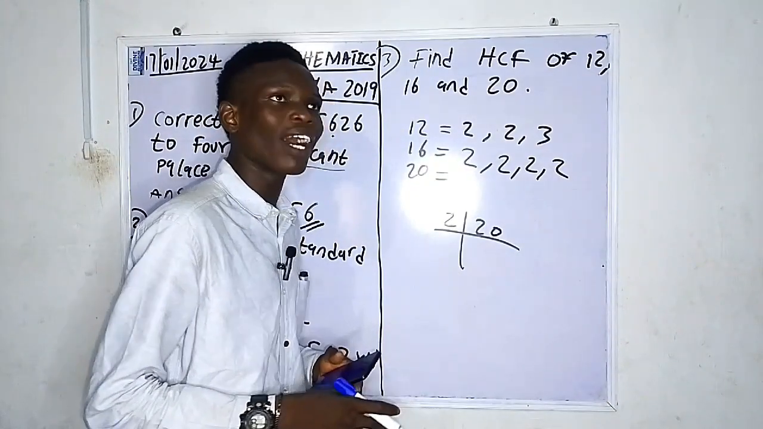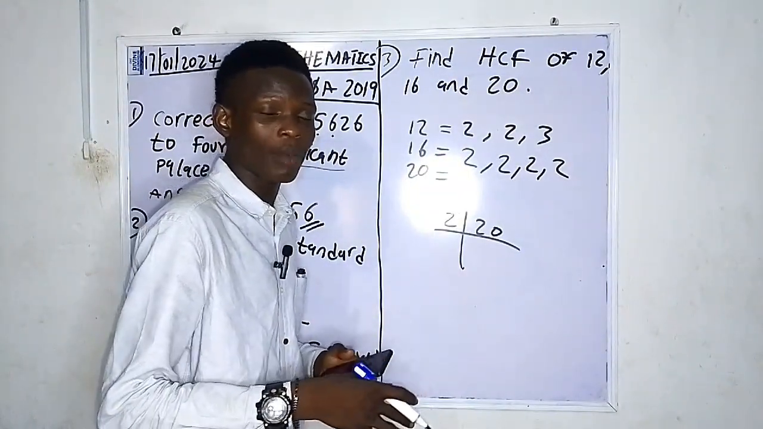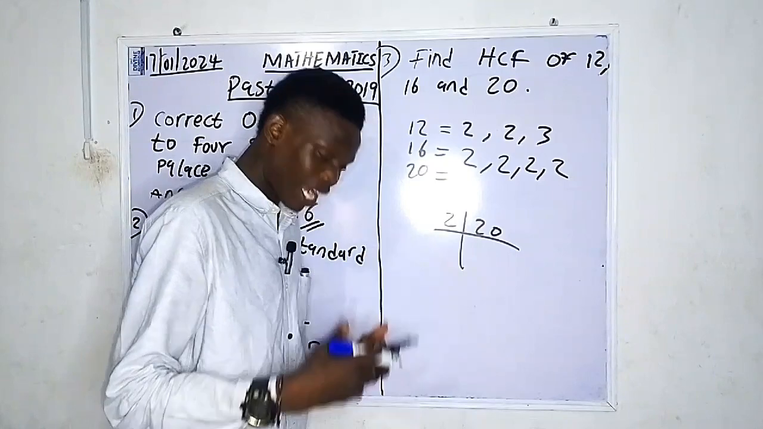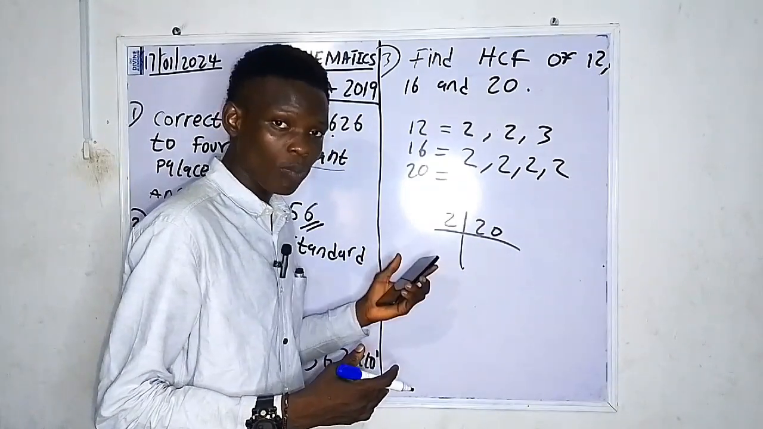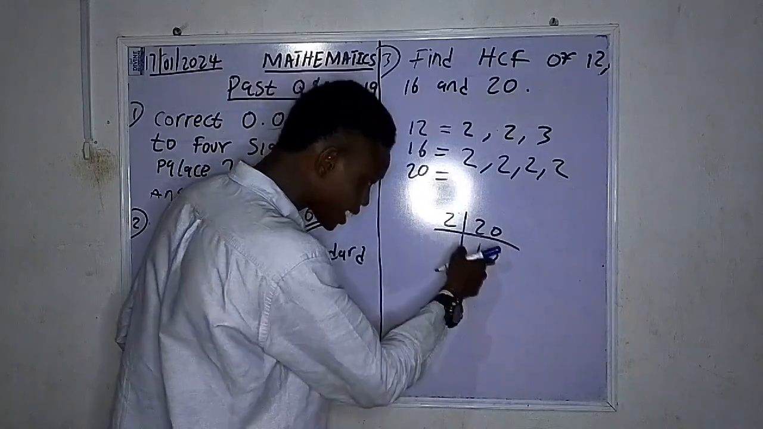For example, with a number like 15, 2 cannot start it. Why? Because 2 cannot divide that number. It is only numbers that 2 can divide that we use 2 to start. So let's go. 2 into 20 is 10. Now 2 can still go.